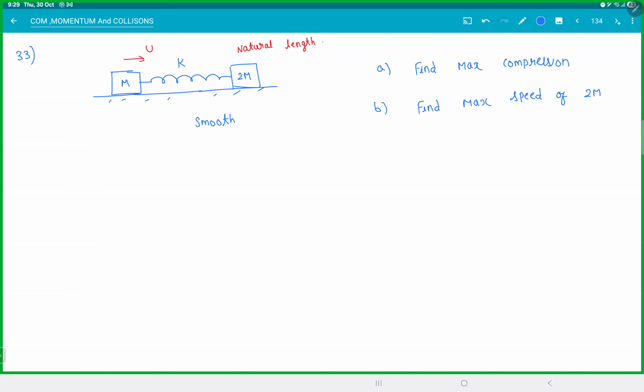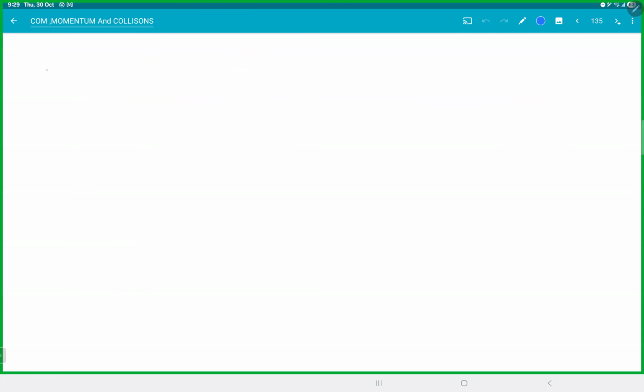Okay. Chalo, listen here. More than getting the answer right, you should exactly know what is happening here. So initially, we have block M and block 2M. This is going with speed U. Since the spring is in natural length, there is no force here. This is at rest. Then what happens? Because M is going faster, it will get closer to 2M. The spring will get compressed.